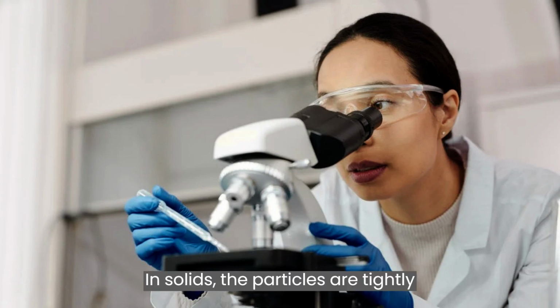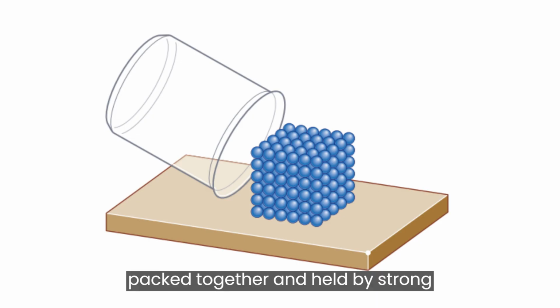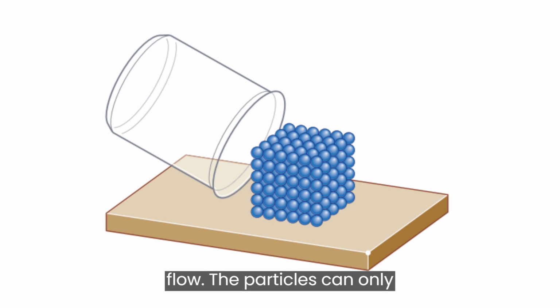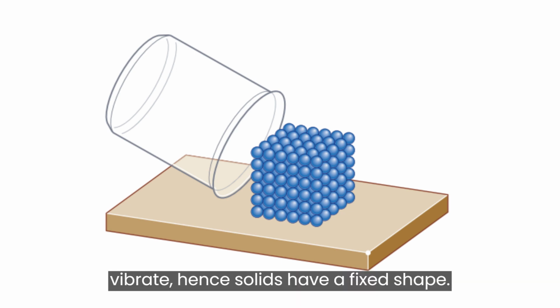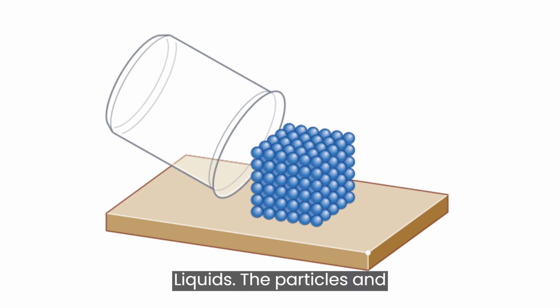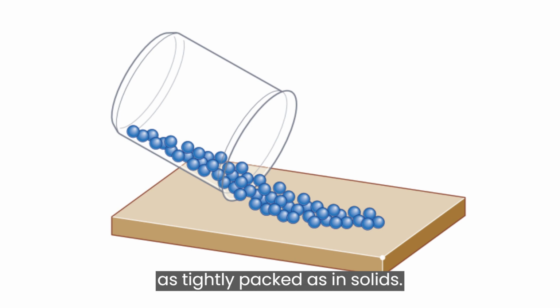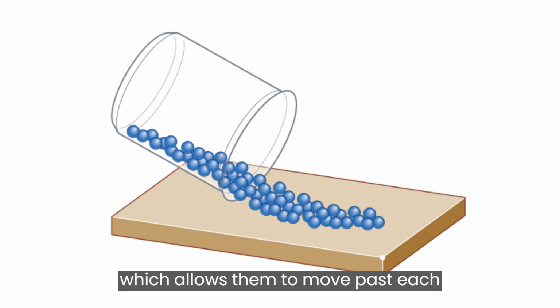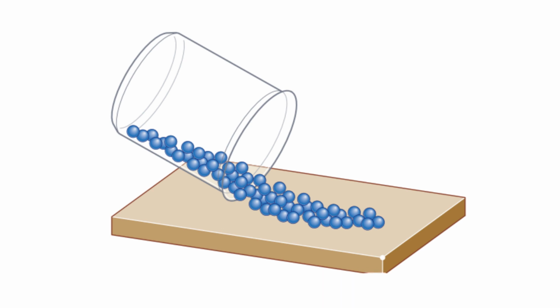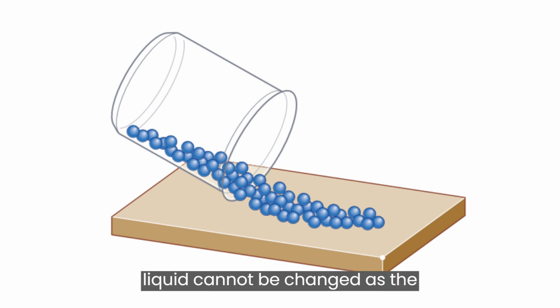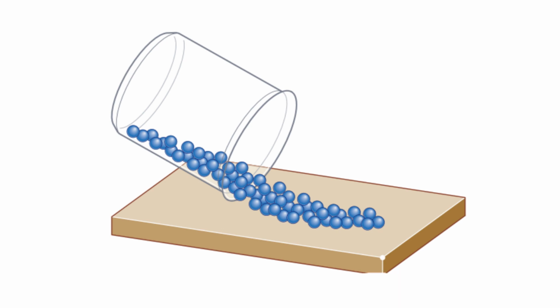Solids. In solids, the particles are tightly packed together and held by strong attractive forces, which makes it difficult for solids to be compressed or flow. The particles can only vibrate, hence solids have a fixed shape. Liquids. The particles in liquids are close to each other but not as tightly packed as in solids. The attractive forces between the particles are weaker than in solids, which allows them to move past each other. However, the volume of a liquid cannot be changed as the particles are unable to be compressed.